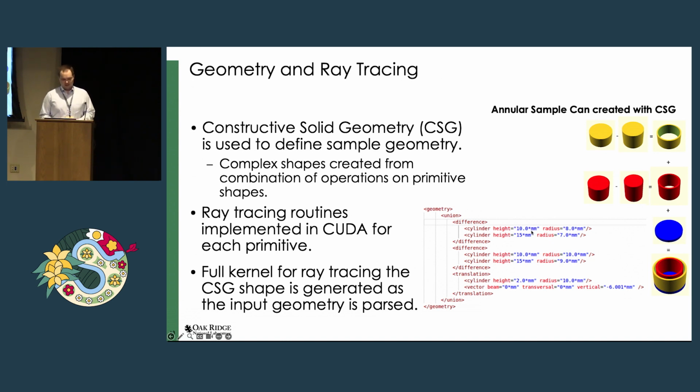We parse that XML file, and we have CUDA kernels for the primitives themselves. We have a CUDA kernel that does the intersection with just a sphere or just a cylinder, as well as different operations such as the union and intersection. We parse this input XML file, and we use the same process as before to go through and generate a kernel that calls all these together. At the end, we're left with one kernel that does the intersection of this full complex shape at the bottom here.